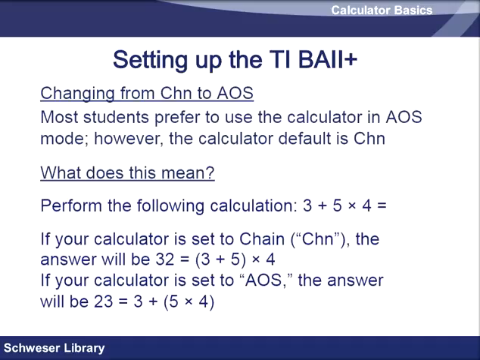Now there's two modes of operation. One is CHN, which I assume stands for chain mode, and AOS, which has to do with the order of algebraic operators.